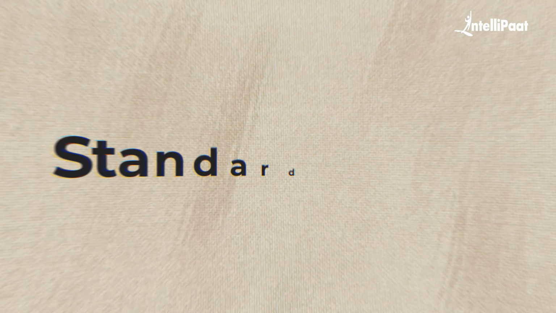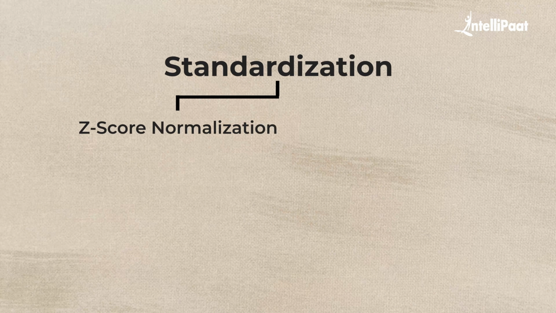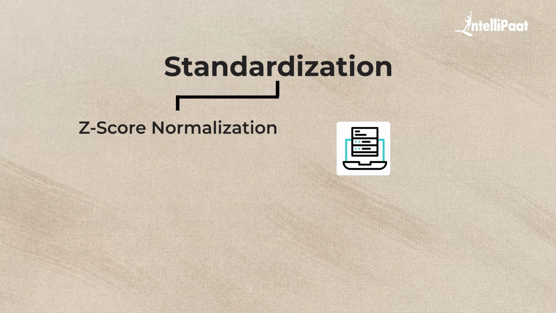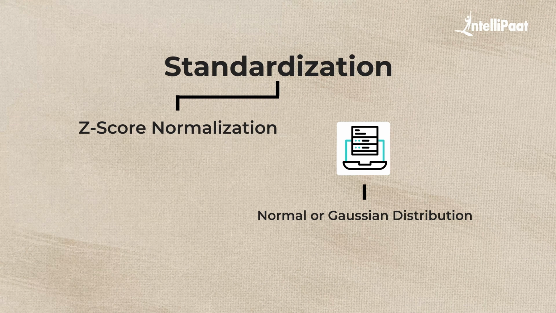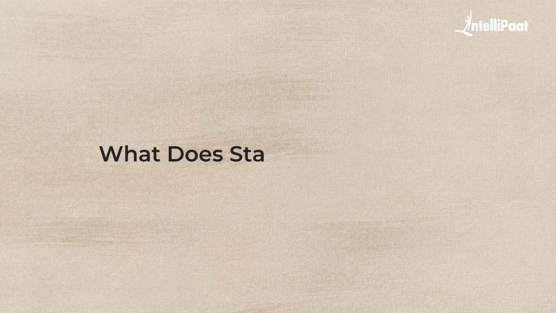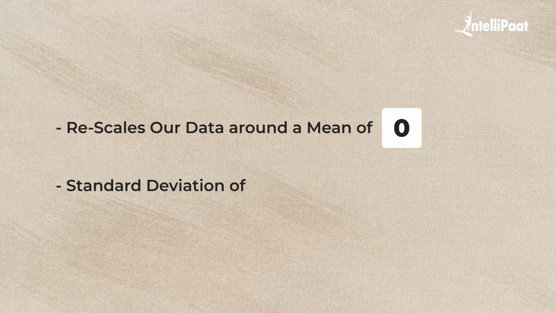So the next technique we're diving into is standardization, or you may also hear it as Z-score normalization. This technique is highly useful when you're working with datasets that have a normal or Gaussian distribution. So what does standardization do? Well, it rescales our data around a mean of 0 and a standard deviation of 1. It's like giving your data a fresh start, centering it around 0.